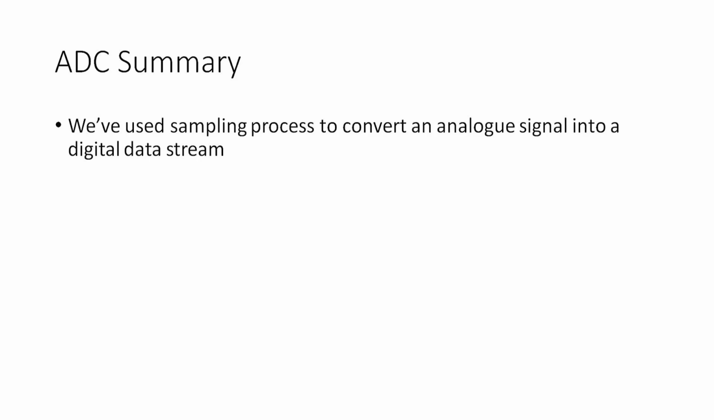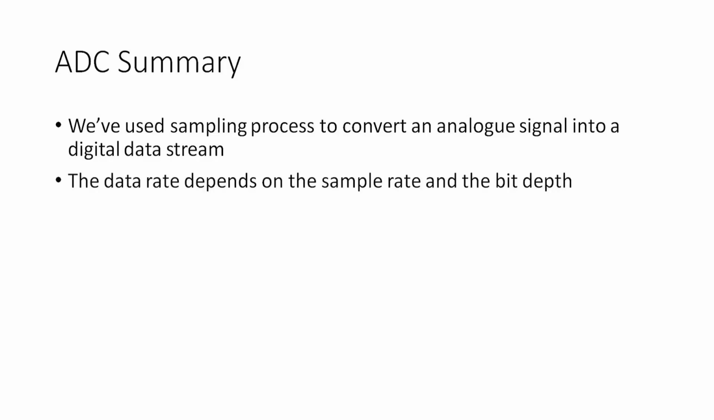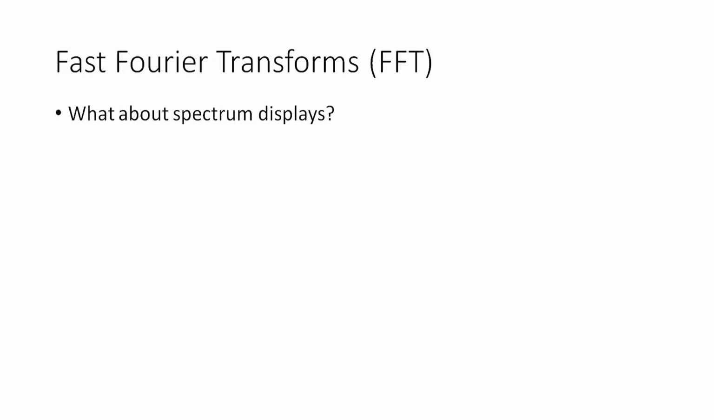So let's just summarize this. To digitize our signal, we sample it and convert it into a digital data stream. The data rate depends on the sample rate and the bit depth. And the data rates can be extremely high, scarily high sometimes. So I'm going to move on to another bit, but I'll come back to data rates in a minute.